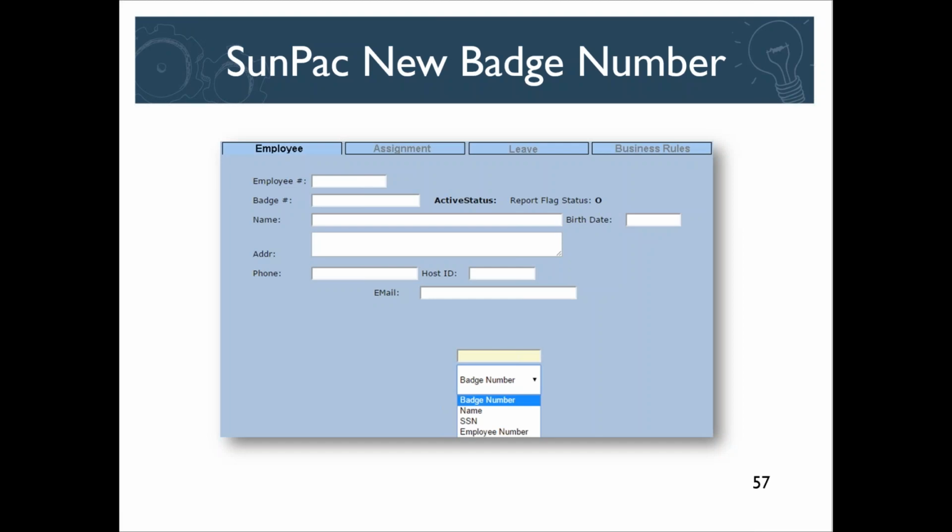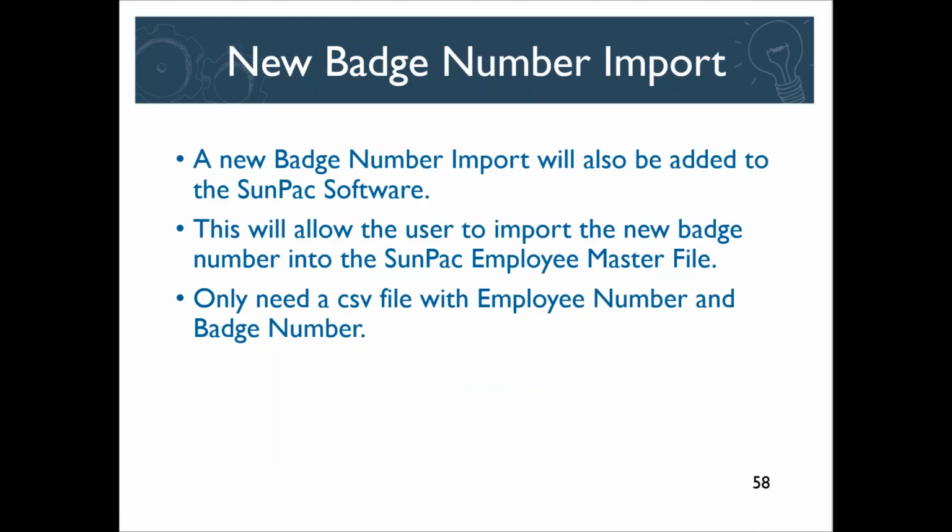Here on the TACS side, you can see the badge number. So you can look people up either by badge number, employee number, name, or social security number. SUMPAC will have an import program where you can import a flat file, like a CSV, a comma delimited file, that has the employee number and the badge number. So you don't have to input the badge number for every single person if it's different from the employee number.